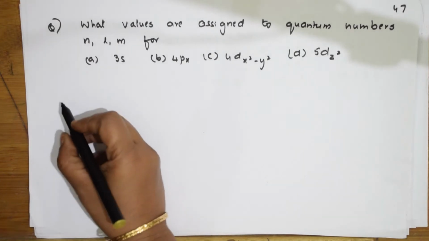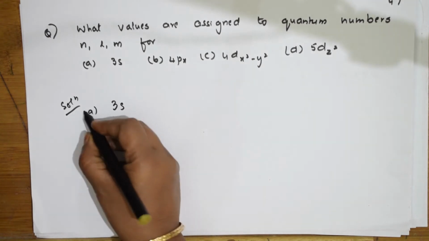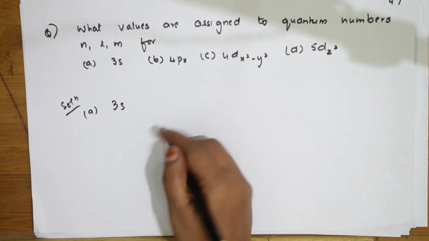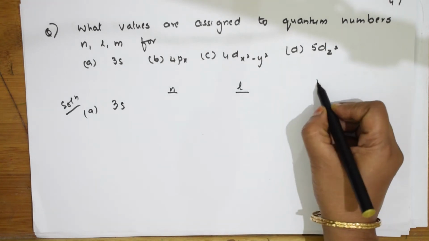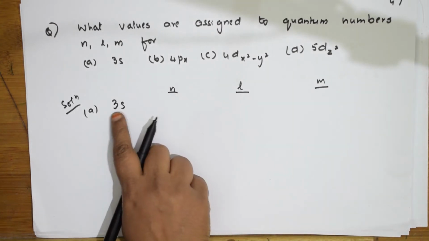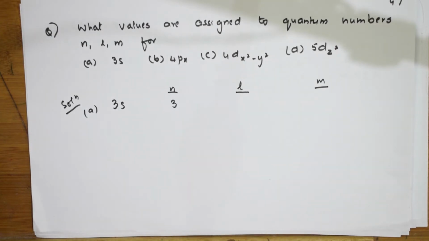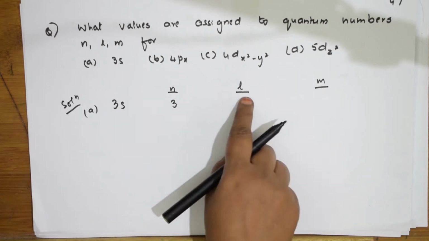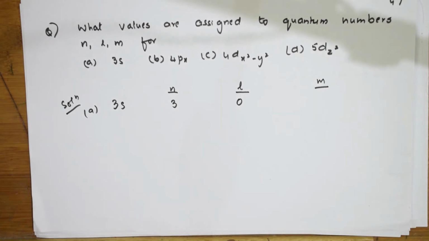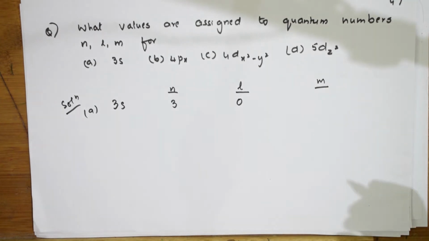Let's start. First of all, this is your first one, 3s. We have to divide all the quantum numbers. So first, let us write: this is the principal quantum number, this is the azimuthal quantum number, and this is the magnetic quantum number. According to this 3s, the principal quantum number is always 3. Now the azimuthal quantum number, we very well know, for an s orbital it starts with 0. We have already studied this quantum number, right? And the m value is taken from 2l plus 1, so the m value is 0.